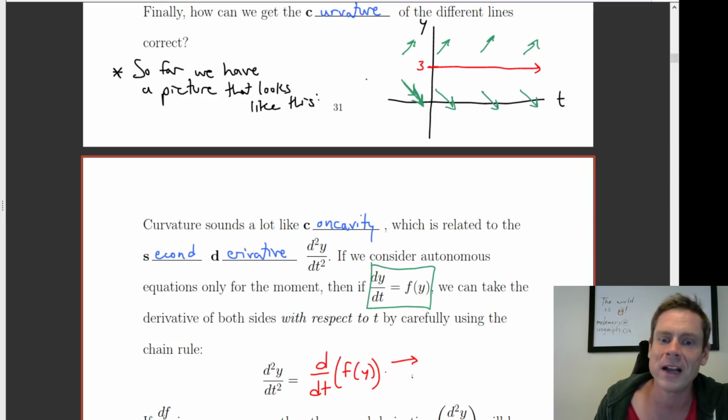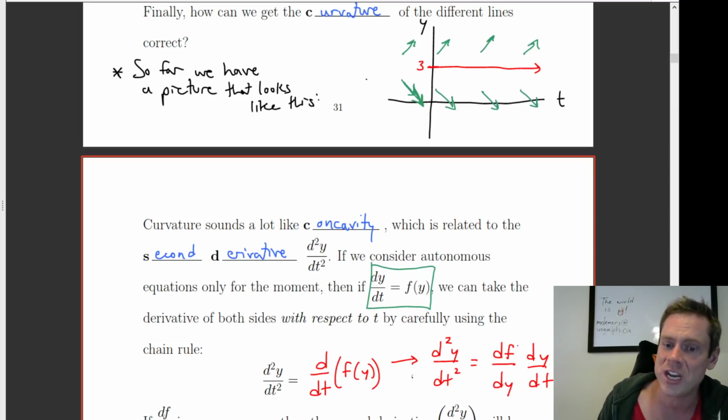And if you remember anything about chain rule, what this really says is that d squared y by dt squared is equal to, well, I have to take the derivative of f with respect to y, and then multiply by the derivative of what's inside, right? This is going to be df dy times dy dt, right? I have to use chain rule to get to that derivative with respect to t.